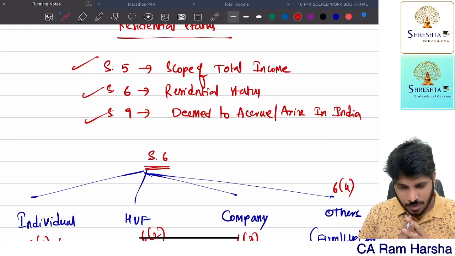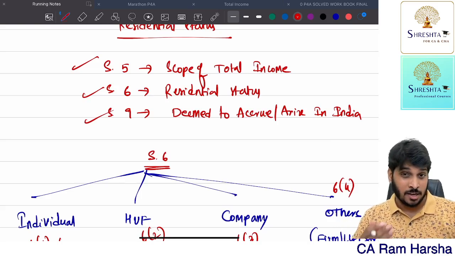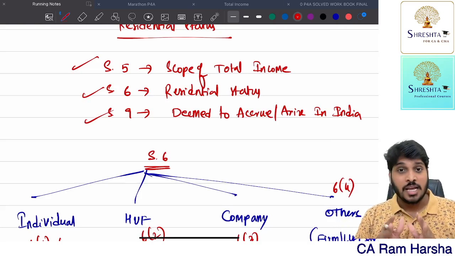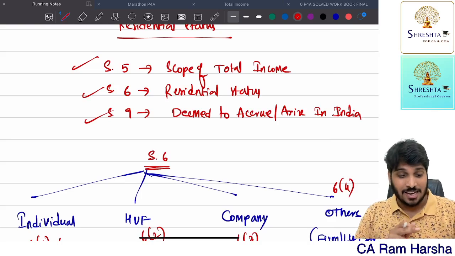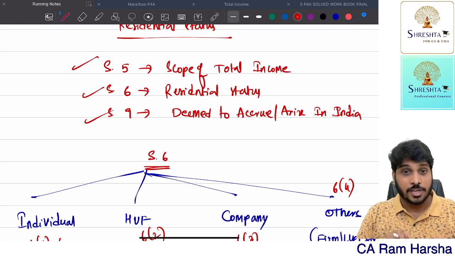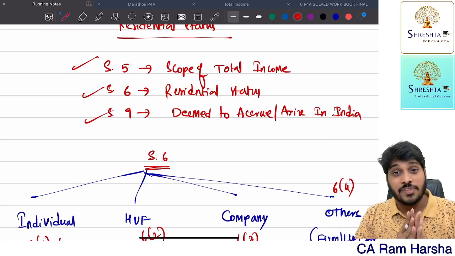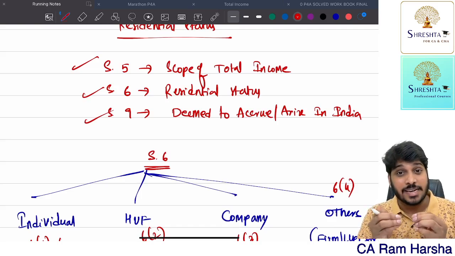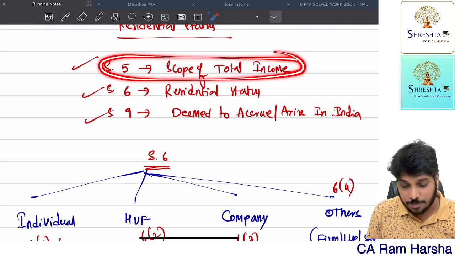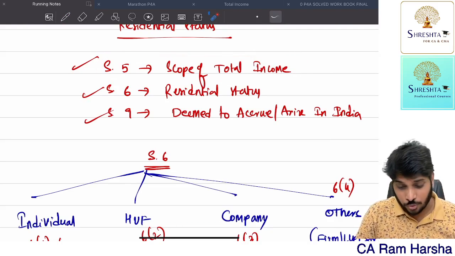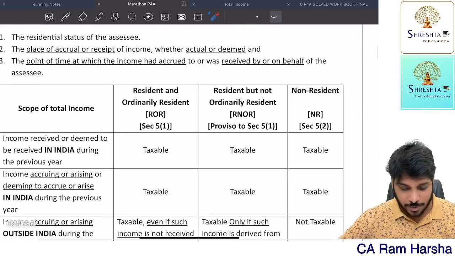See, any assessee, for income tax purposes, we classify them into two categories mainly: resident and non-resident. Especially if it is an individual or HUF, we classify them into three categories: resident and ordinarily resident, resident but not ordinarily resident, non-resident. Getting it? Now, depending upon their residential status, the income will be taxed accordingly. How income is taxed depending upon the residential status is covered in scope of total income. So in residential status, there is a point called scope of total income. Directly I'll open and then show you.